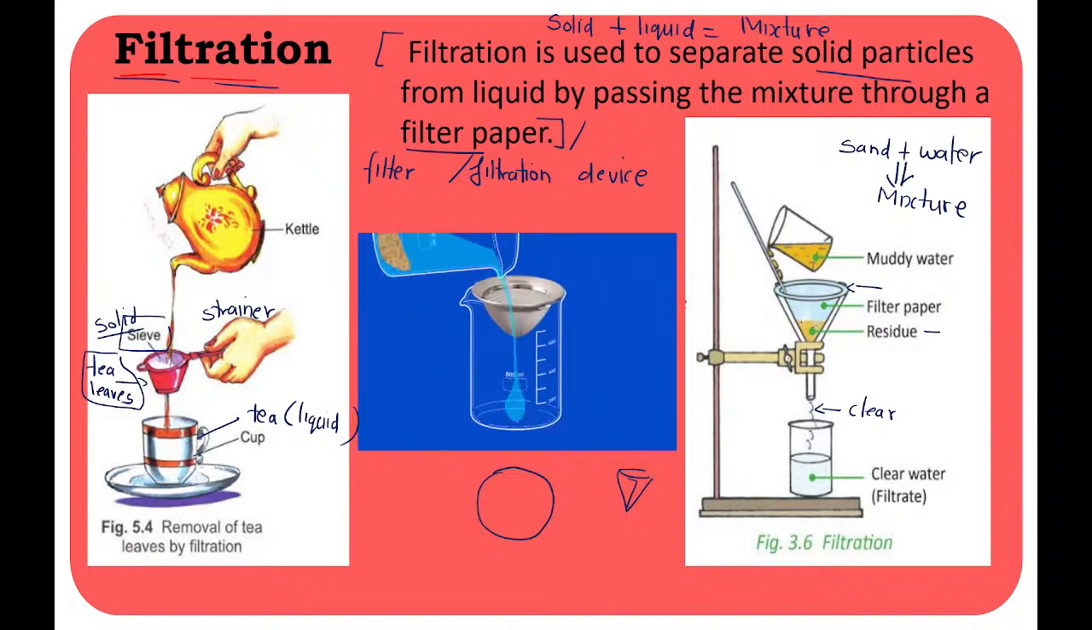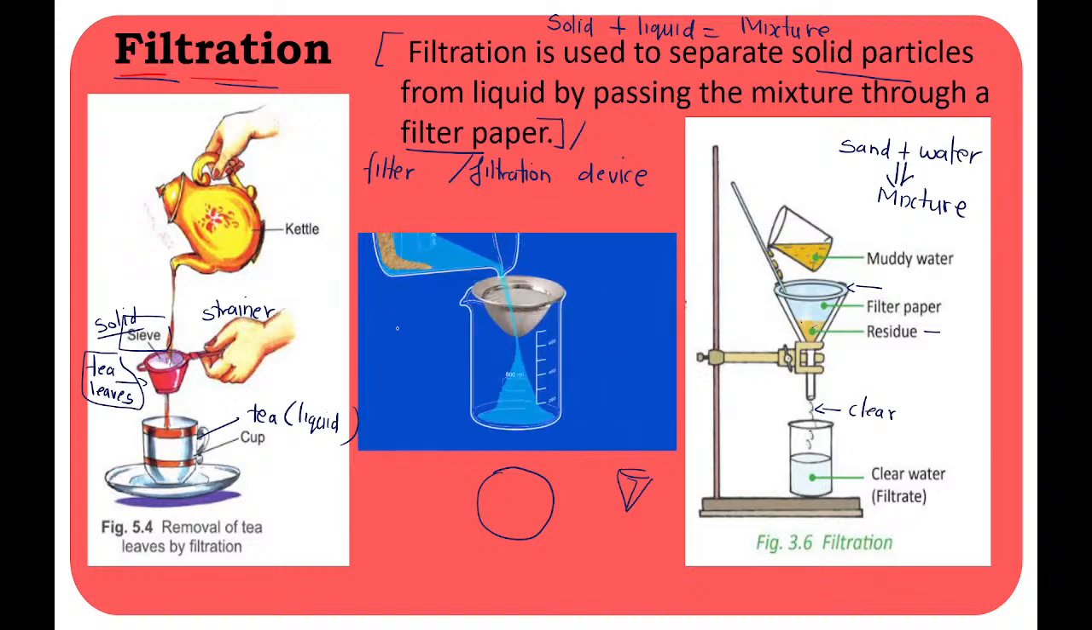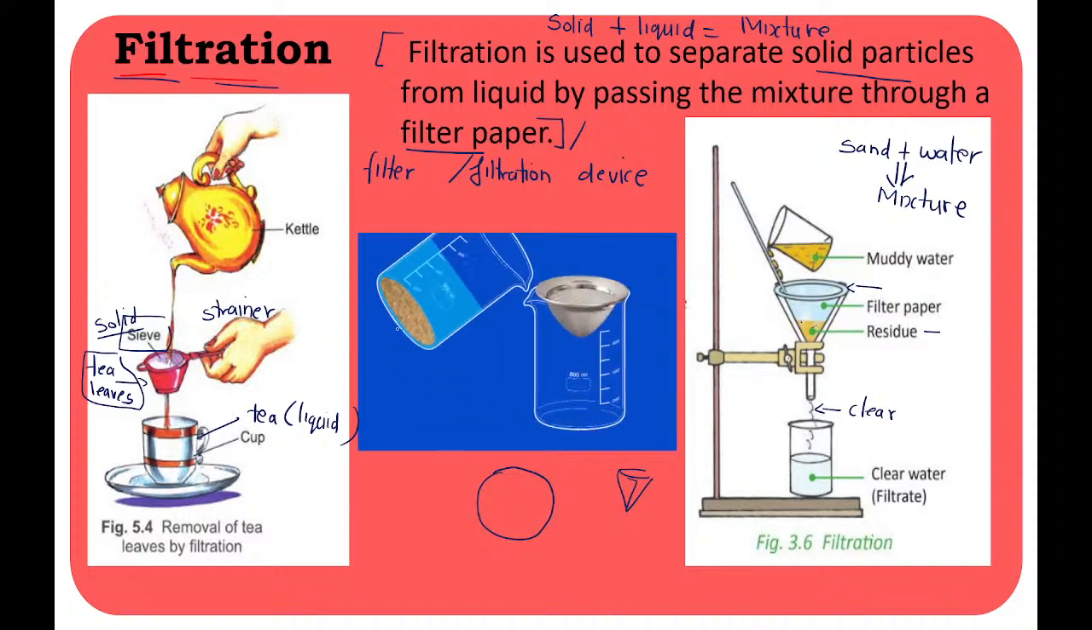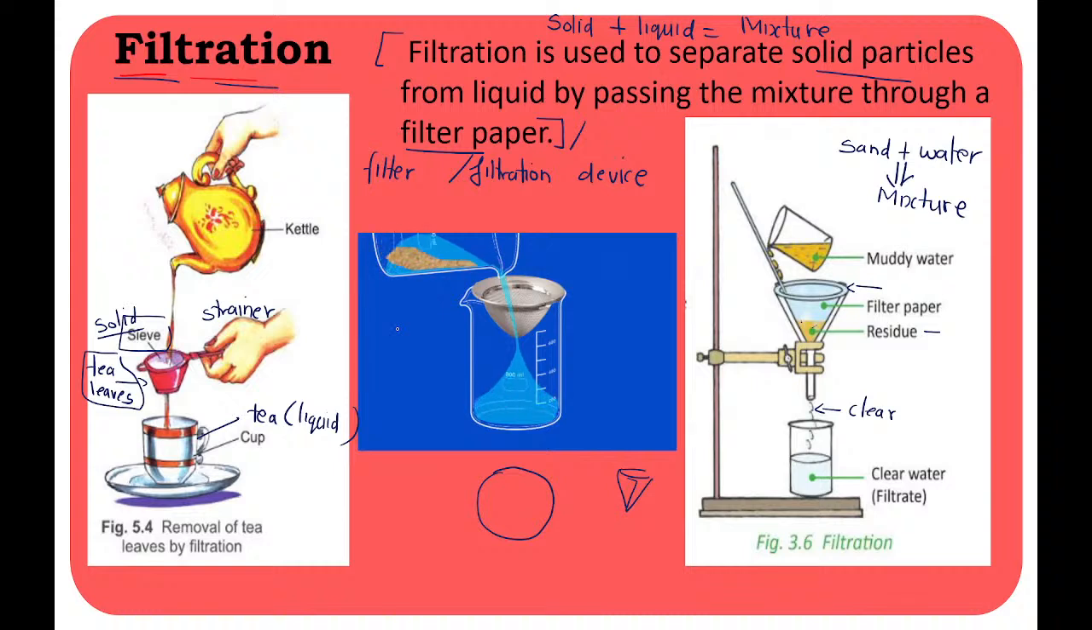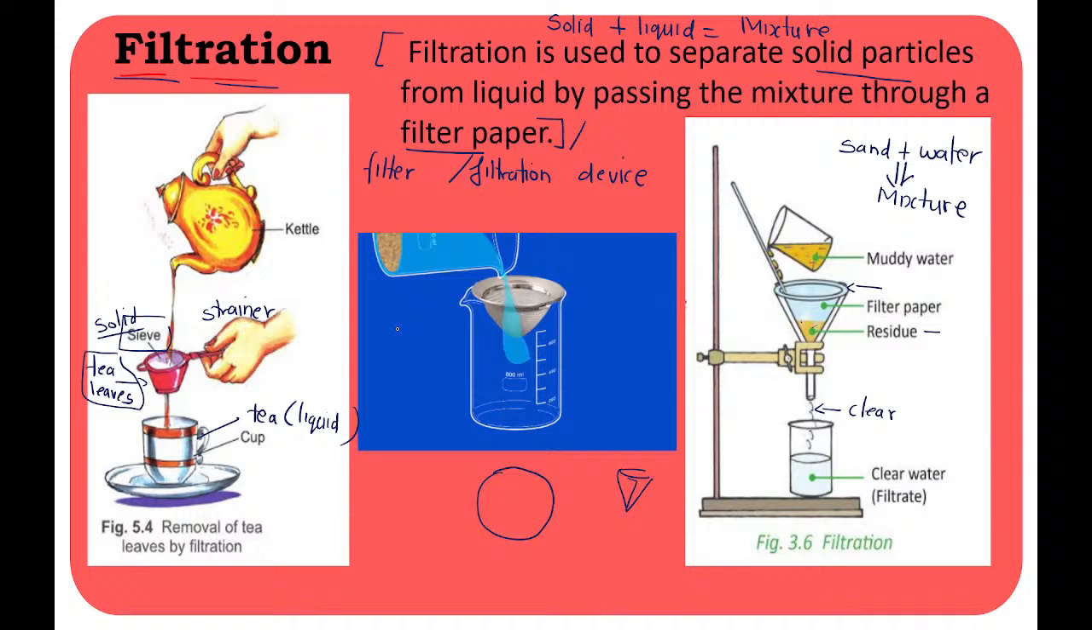So what is this method called? It is called filtration. Did you understand the difference between sieving and filtration? Sieving is used to separate a solid kind of mixture, whereas filtration is used to separate a solid and liquid mixture.